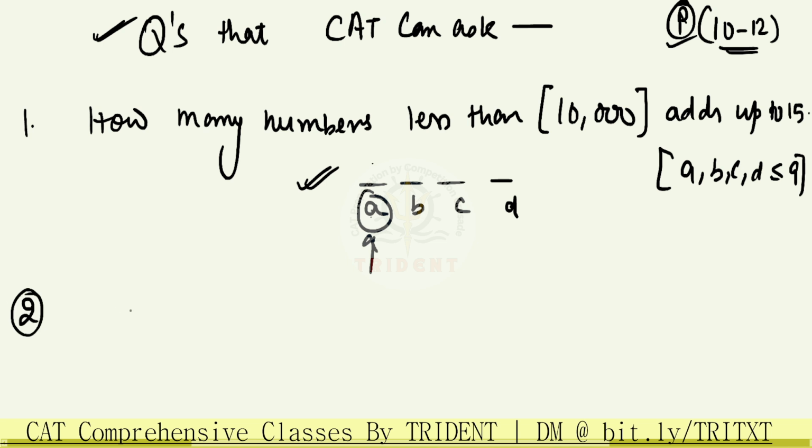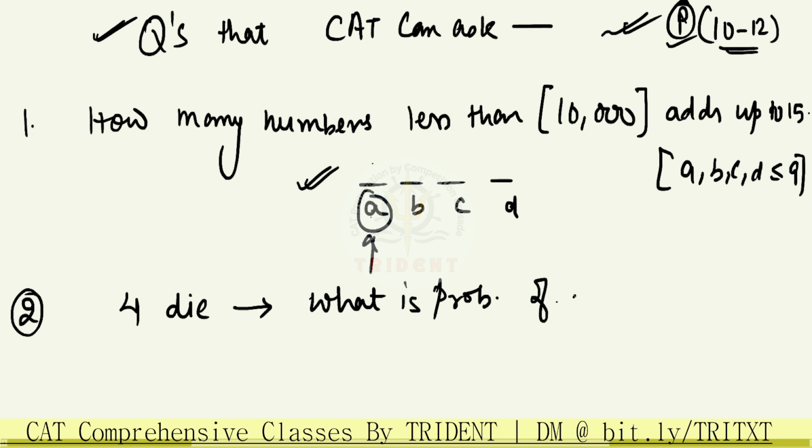The next question type that can be asked is, let's say, 4 dice are thrown. I'm not going to write the entire thing. The question is, what is the probability? And this is one of those questions that has been asked. What is the probability of getting a sum of 15? Okay, this is one of the question types.